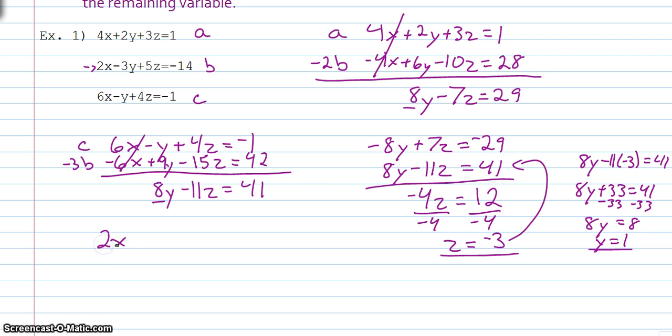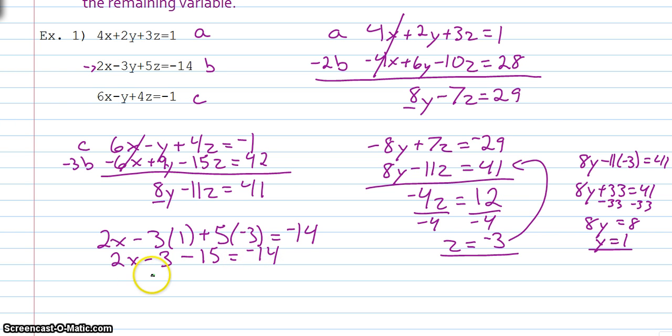So I've got 2x minus 3 times y value of 1 plus 5 times z value of negative 3 equals negative 14. So I've got 2x minus 3 minus 15 equals negative 14. Let's add over the 18. So 2x equals 4, divided by 2, x equals 2. So as a final ordered triple, we have 2, 1, negative 3.